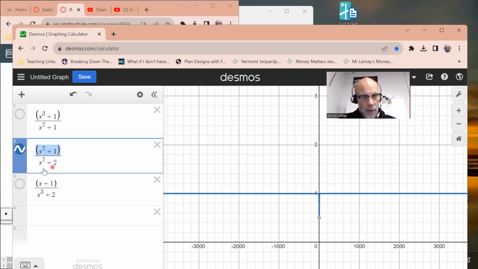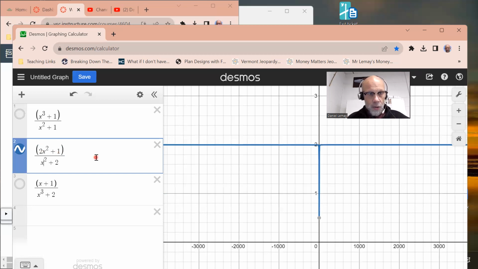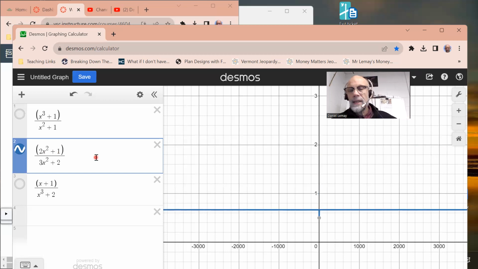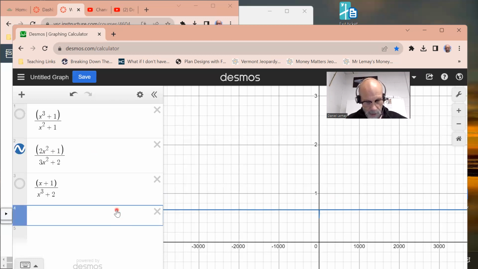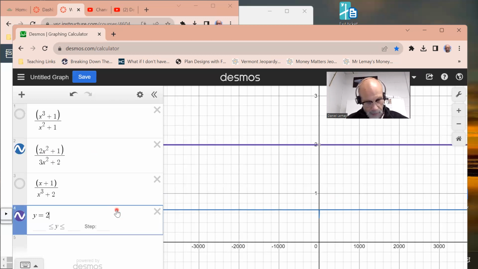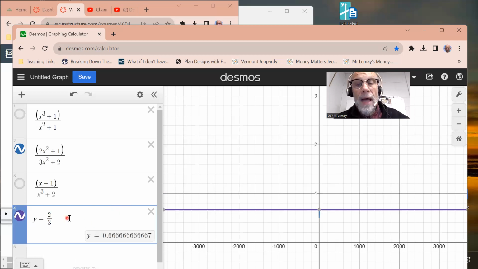Now we're going to take this a little further. What if I have a 2 over 3? You see how that horizontal asymptote is the same as 2/3 here? Let's write y equals 2 divided by 3. You see how that purple line is the same as the blue graph? So if it's the same power, the horizontal asymptote is the horizontal line formed by taking the ratio of the two leading coefficients, in this case 2/3.